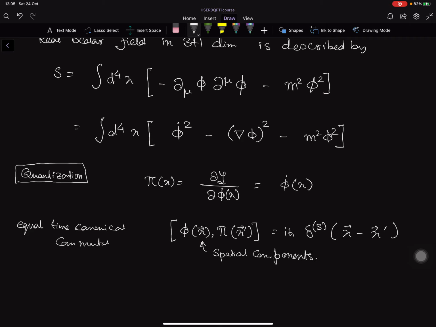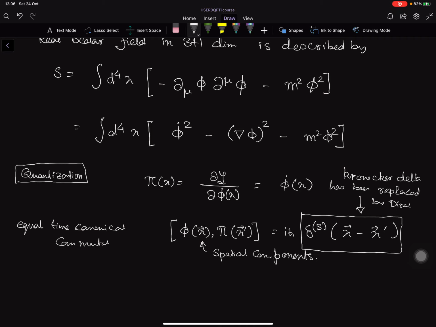Okay, so this is the way. You can see that the generalization is very simple compared to multiple scalars, which we discussed. In this case, again, the Kronecker delta has been replaced by the Dirac delta.